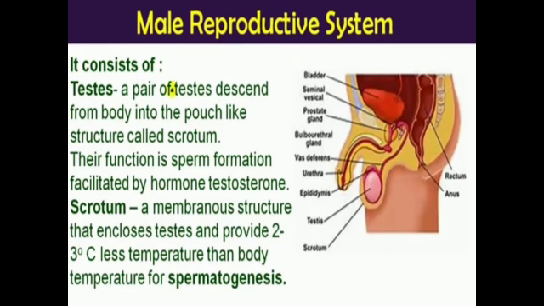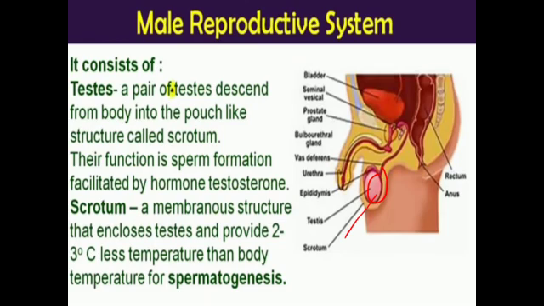Now let's see the structure of each of these portions of the male reproductive system in detail, as we have already discussed. We'll just go through it. Testis: there is a pair of testis. These descend from the body into the pouch-like structure called scrotum, and the function of testis is sperm formation, which is facilitated by the hormone testosterone. Testosterone helps in the formation of sperm.